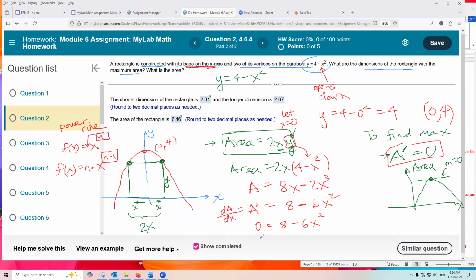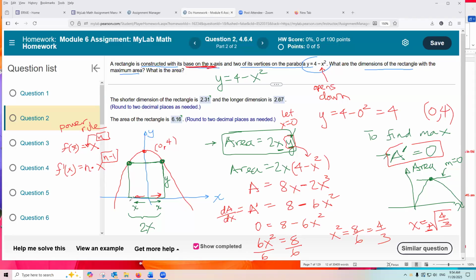Let me add 6x squared to both sides. Divide both sides by 6. So x squared is 8 over 6, but that's 4 over 3. And I'll just take the square root of both sides. So x is going to be the square root of 4 over 3. Normally, I would put a plus or minus, but I'm just going to use the plus answer because I know it'll be an x going that way and an x going this way.